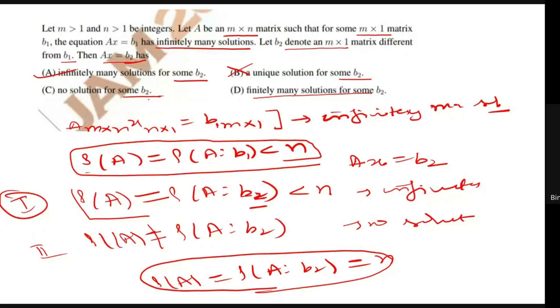No solution for some B2. There is no option of finitely many solutions, because there are only three conditions: whether no solution, unique, or infinitely many. And to get no solution, we can also take B2 like this, where rank of A is not equal to rank of A augmented B2. Option C will also be correct. Got my point?